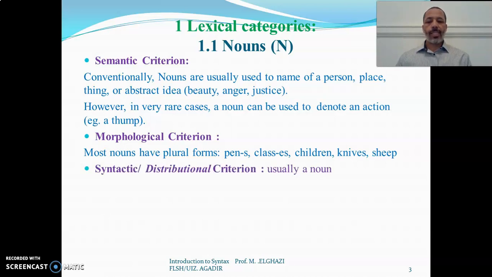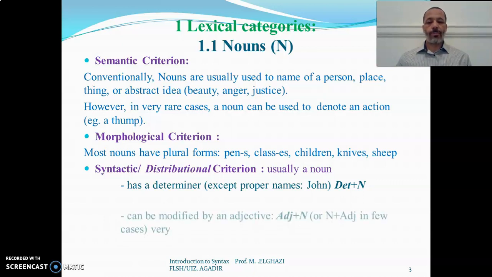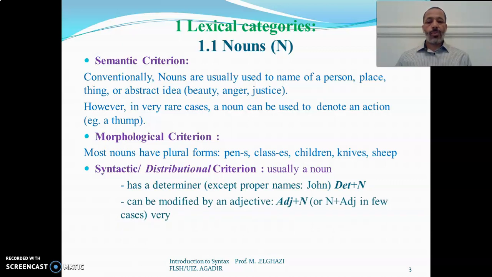As far as the syntactic or distributional characteristics of the nouns, they usually have a determiner except proper names like John, Patrick, Mary, and so on. So nouns take a determiner which occurs before them. Nouns can also be modified by an adjective, and sometimes the adjective occurs before the noun, and in very few cases, it occurs after the noun.